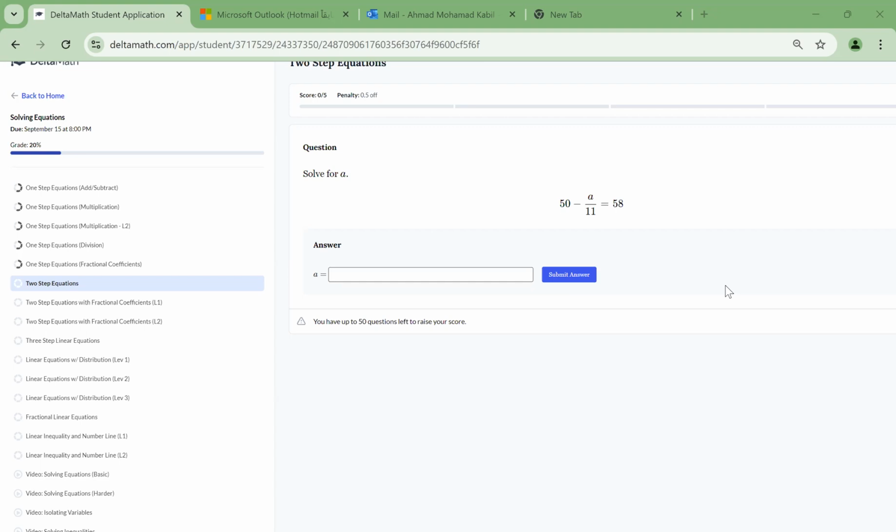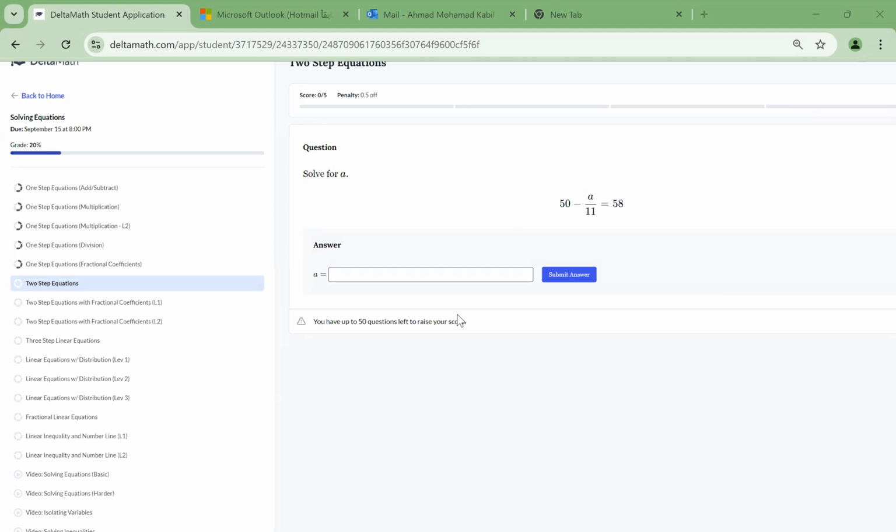In this video, we shall continue with solving equations. The scope of this video, two-step equations right here, and it goes all the way up to fractional linear equations. This is what we will be solving within this video. So let's start with two-step equations.